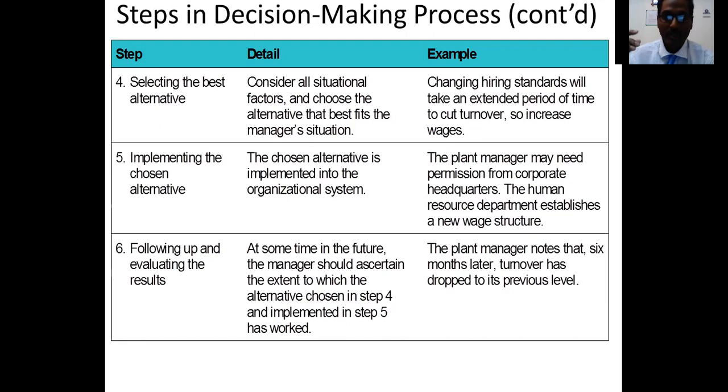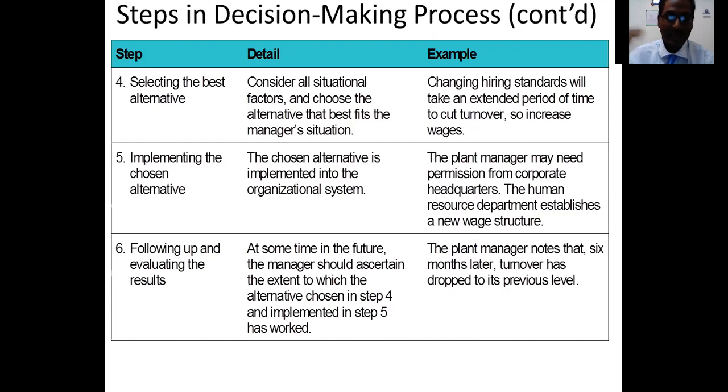Then implementing the chosen alternative. The chosen alternative is implemented into the organizational system. Now it's time for the manager to implement the decision he has taken. The plant manager may need permission from corporate headquarters. The human resource department establishes a new wage system. So he informs the corporate headquarters and takes permission, and then based on that, the HR establishes a new system, that is an increased wages system. In other words, the new, increased wages system is now implemented.